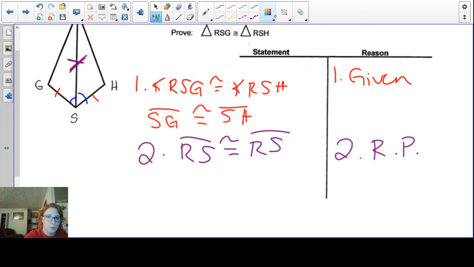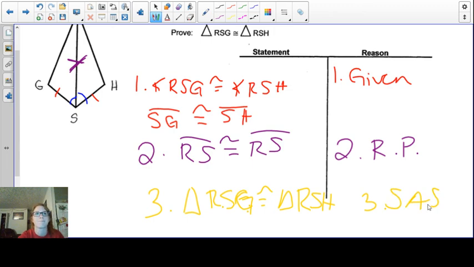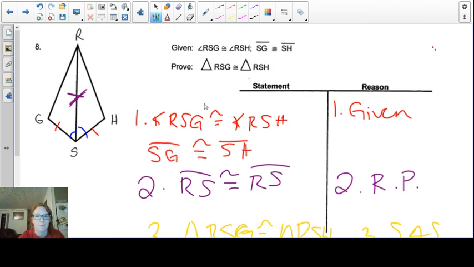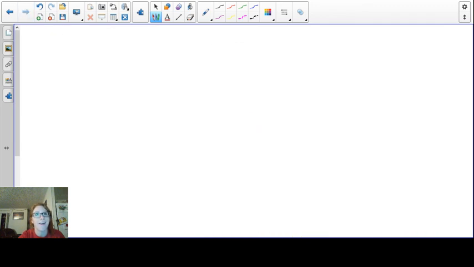Woo-hoo-hoo. Guess what? Triangle RSG is congruent to triangle RSH. Base and side, angle side. And that's all, folks.